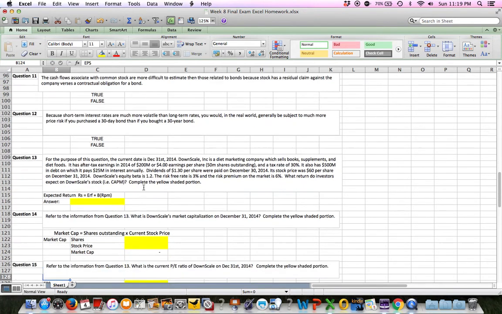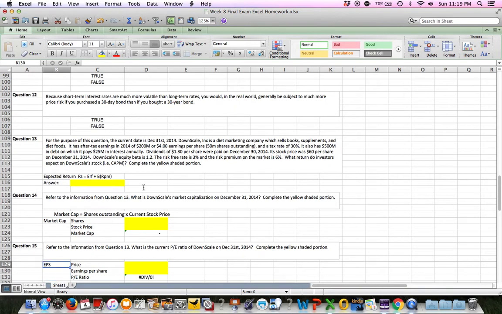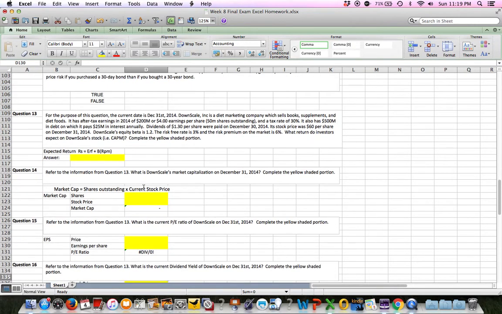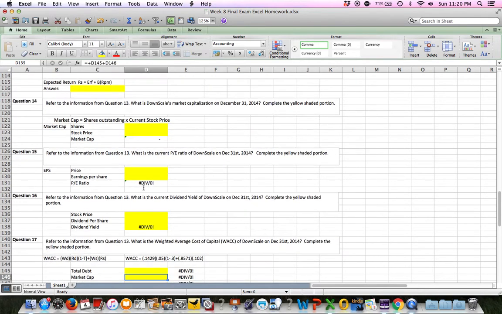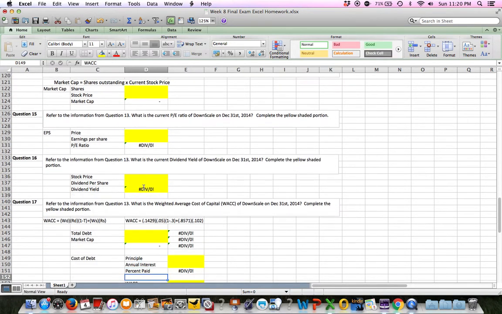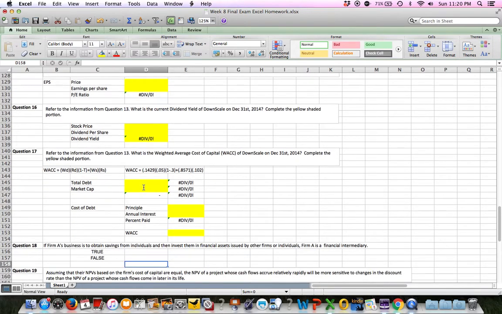Then I get to one called Downscale, and there's a few questions about Downscale also. So for Downscale here, we have to compute what they call the CAPM formula, the capital asset pricing model, which we looked at previously. So it's a matter of using this formula and the data given to you in the question and coming up with the answer. Down here we compute the market capitalization. Down here, question 15, you're computing the price to earnings ratio. 16, you are looking at dividend yield. And then 17, you're looking at the WACC, the weighted average cost of capital, using the formula that's available here for you.